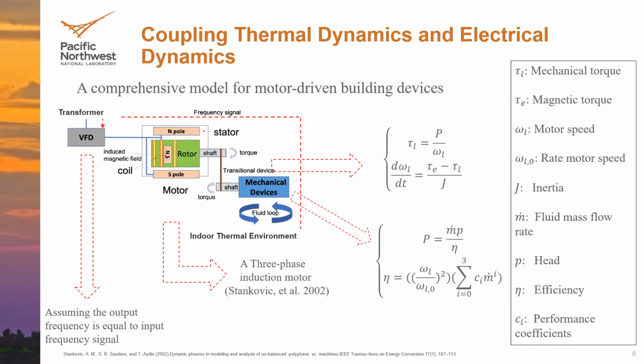To model this interface system, we design different strategies for different components. For the VFD, we assume that its output frequency is equal to the input frequency signal. For the motor, we leverage an existing three-phase induction motor model from literature, and we implement that in Modelica. For the transmission device, basically the shaft, we consider a first-order model shown in this right equation group. Basically, we consider the interaction between the magnetic torque and the mechanical torque.